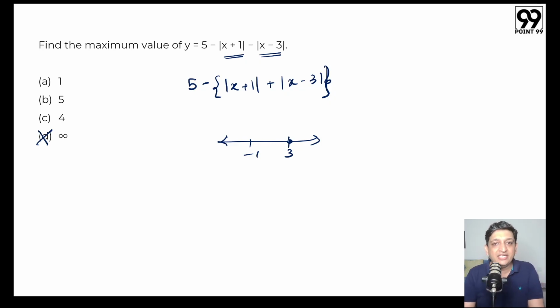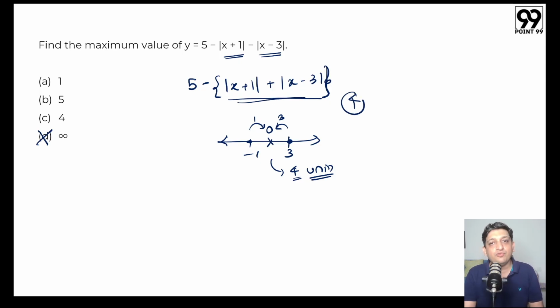So let's say they decide to meet at this person's house. So from -1 to 3, they will have to cover 4 units. One person will have to cover 4 units, the other person will not have to travel. If this guy wants to go here instead, this person will have to travel 4 units. If they decide to meet, let's say at 0, this person has to travel 3 units and this person has to travel 1 unit. Again, cumulatively, they will have to travel 4 units. So whatever you do, the minimum distance that they have to cover cumulatively will be 4 units, because of which the minimum value of this is going to be 4, and that's why the maximum value of this is going to be 5 minus 4, that is equal to 1. So the correct answer here is option A, that is 1.